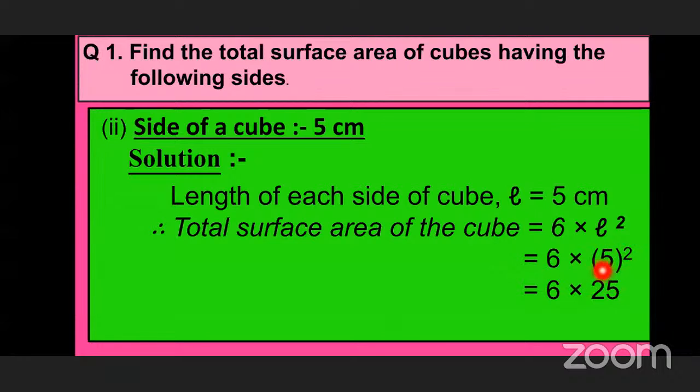6 times 25. I will give you 1 minute to do this multiplication. Multiply it and tell me the answer. Miss, I got the answer. Very good. You're very quick at doing multiplication then. Tell me the answer.